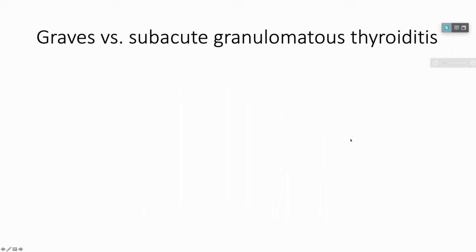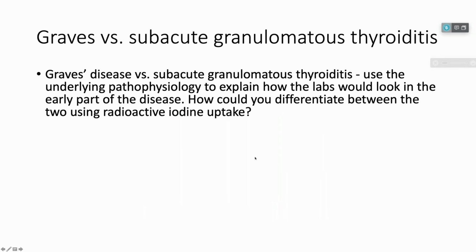So Sebastian, we kind of already talked about this, but use the underlying pathophysiology to explain how the labs would look in the early part of the disease for Graves versus subacute granulomatous thyroiditis. Okay. I think in both, the T3 and T4 will be high. Good. Meaning that if we measure the TSH and TRH, they will be low. Good. Yeah, exactly. So how could you tell the difference, right?